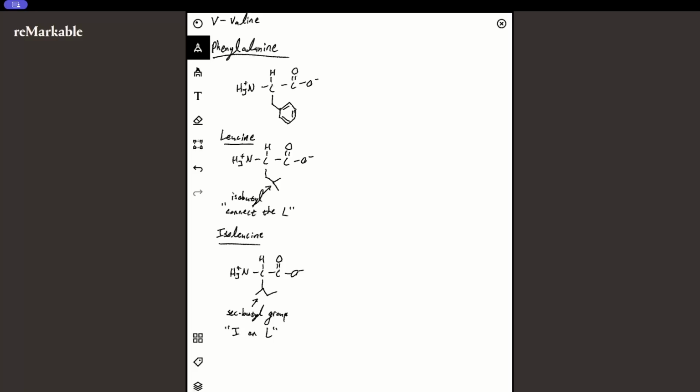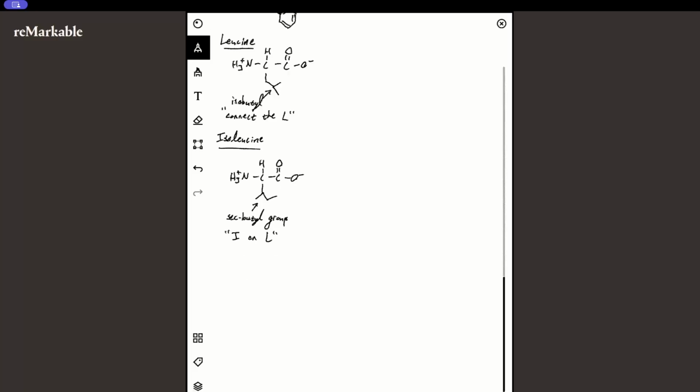And then another, if I were to draw this as a dash wedge. So with this sec-butyl group here, that methyl there is facing away from you as it's on the dash, and that would make up the sec-butyl group of that isoleucine. Next is proline.